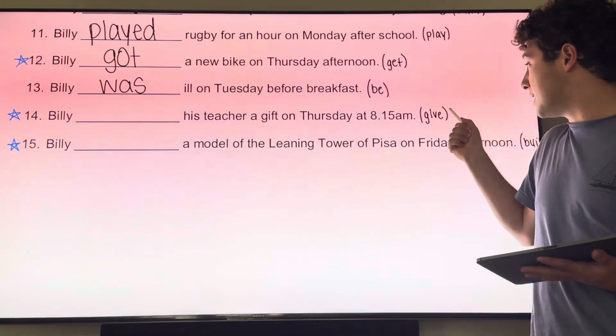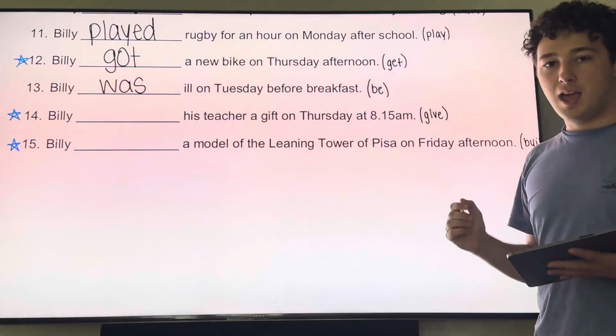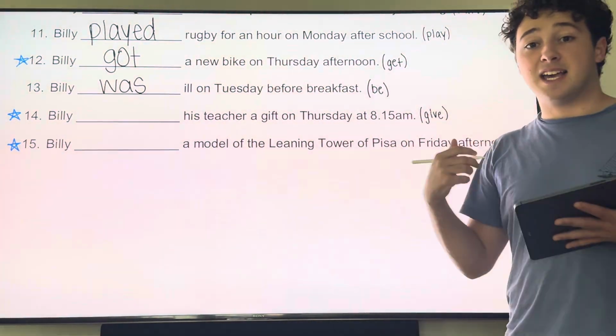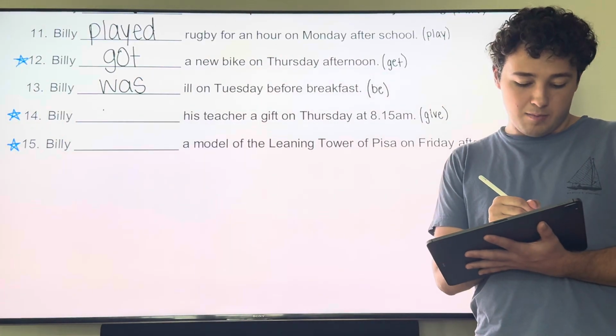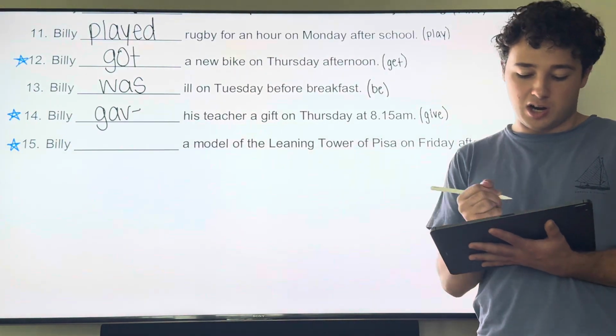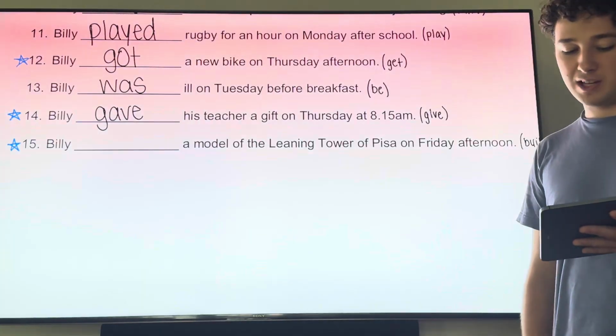14. Billy blank his teacher a gift on Thursday at 8:15 a.m. They give you give. However, the past of give is gave. Billy gave his teacher a gift on Thursday at 8:15 a.m.